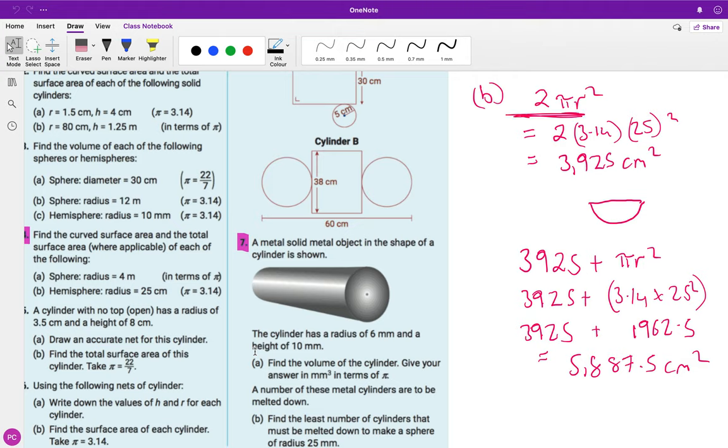So what I did there was I got my curved surface area, which was 2 pi r squared. That's out of the log tables, the formula. It's up above as well in the notes. And you get 3925 for the curved surface area.